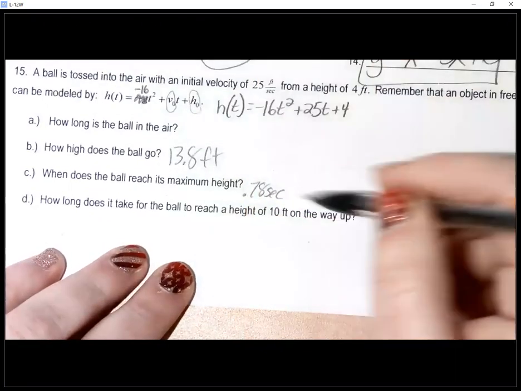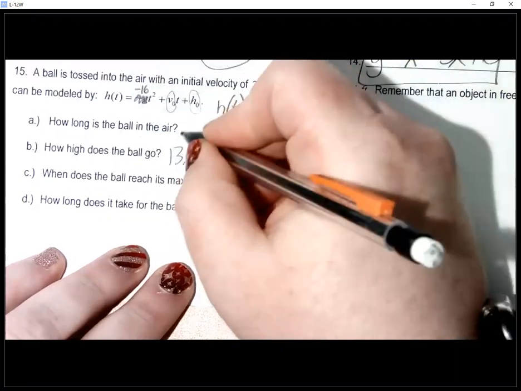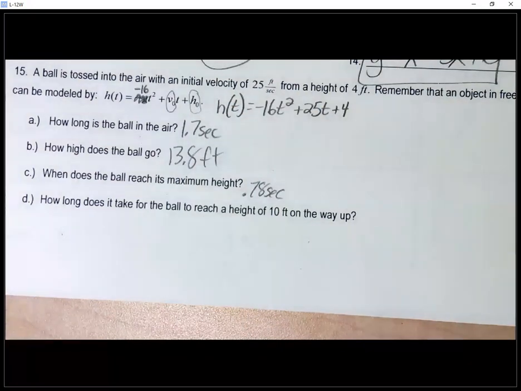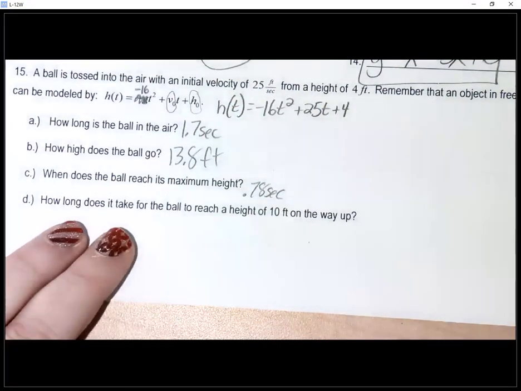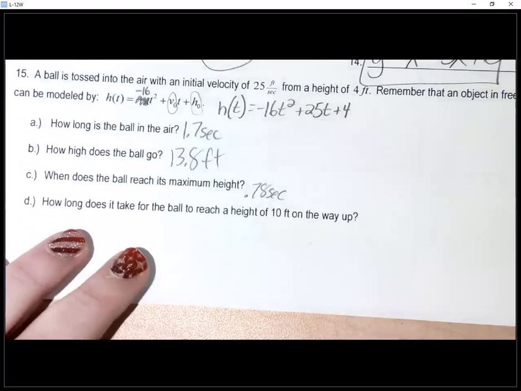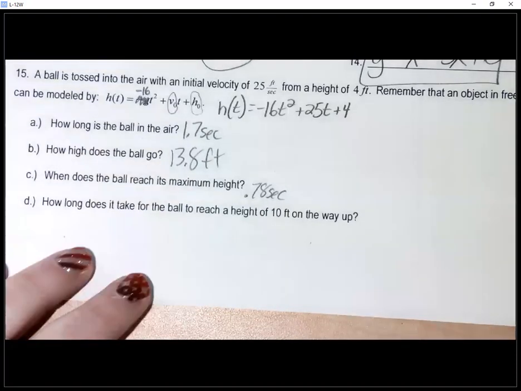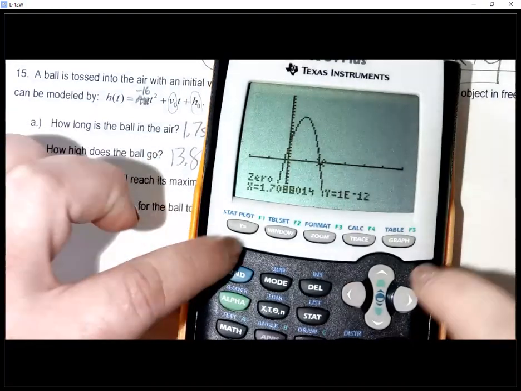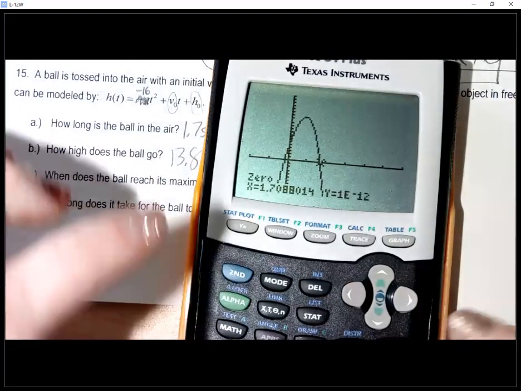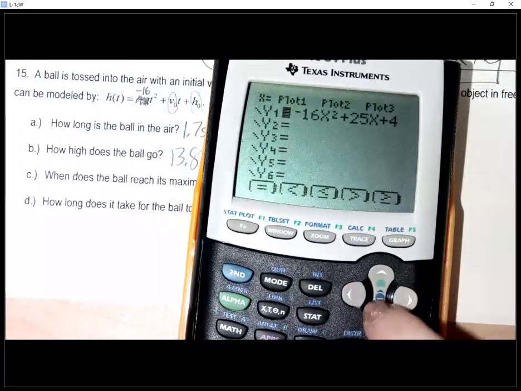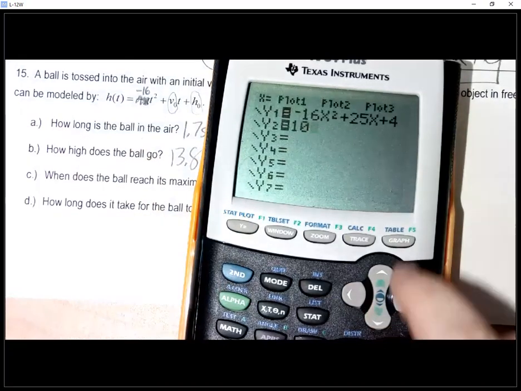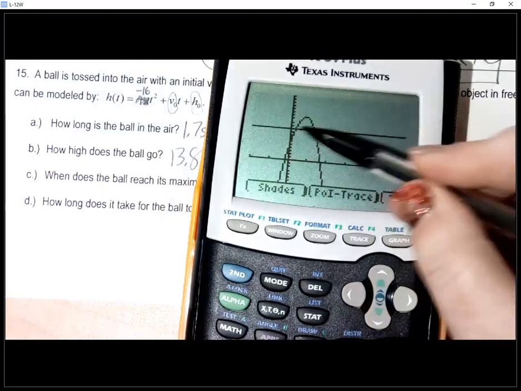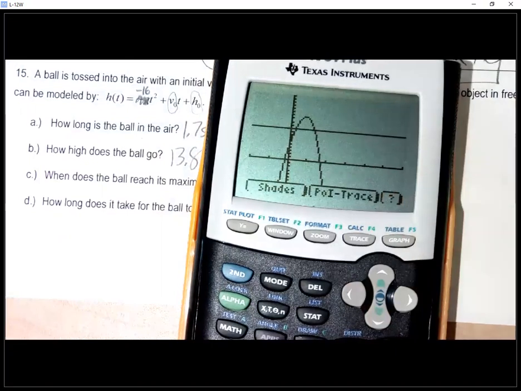So how long is the ball in the air? 1.7 seconds. And then the last one, how long does it take for the ball to reach a height of 10 feet on the way up? 10 feet on the way up. So remember we talked about that cool little trick to do that? Does anybody remember? Y equals, and then I just do a second line and I make y equals 10. So there's when the ball's going to reach that height of 10. Remember, it happens twice, once on the way up, once on the way down. They only want the one on the way up.